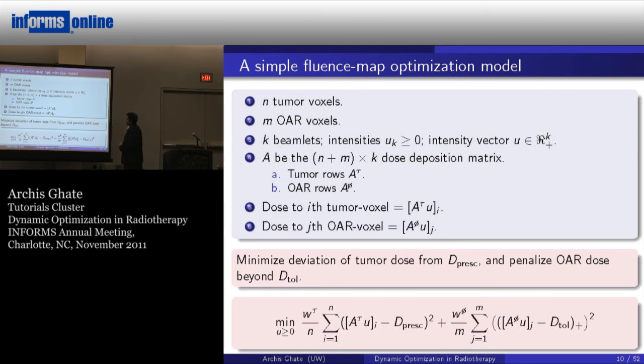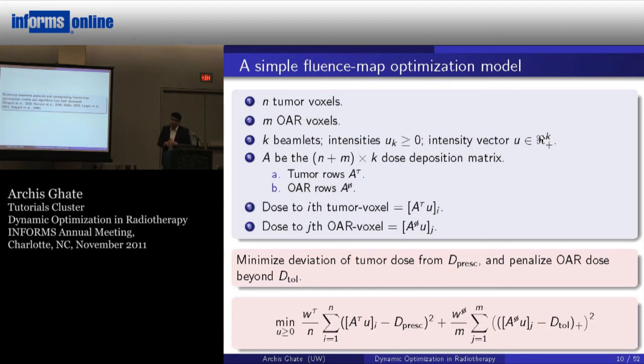This N and M, remember N tumor voxels, M OAR voxels, are just normalizations basically, and these are weights, so we can think of these as importance weights. In some sense this is a multi-objective problem, so you can think of those as importance weights being attached to the tumor versus the OAR. Okay, so that's one of the early models for this fluence map optimization.